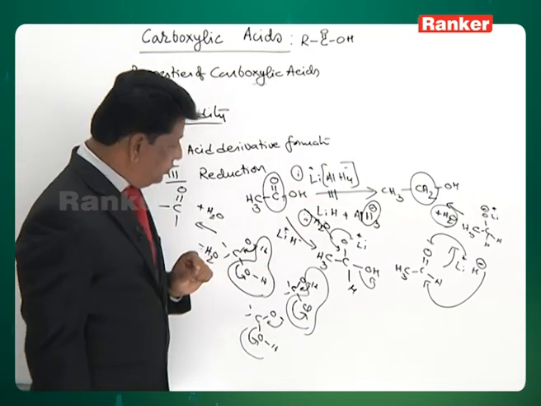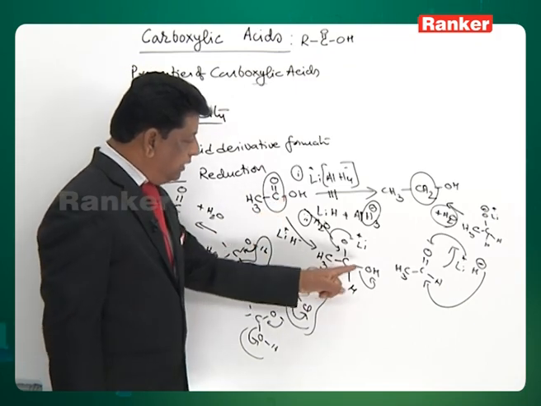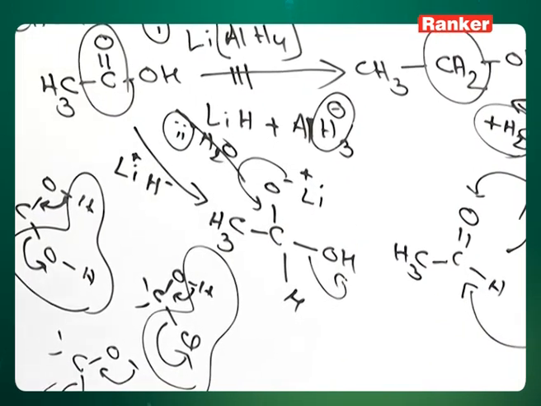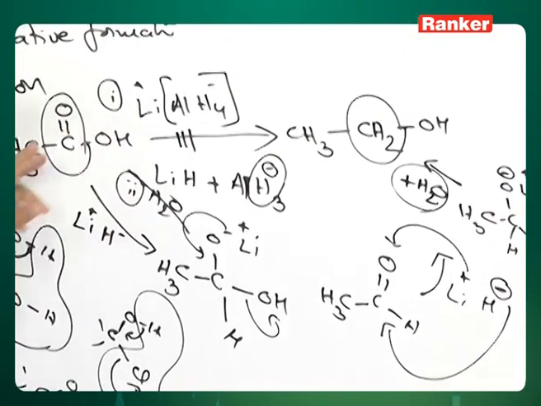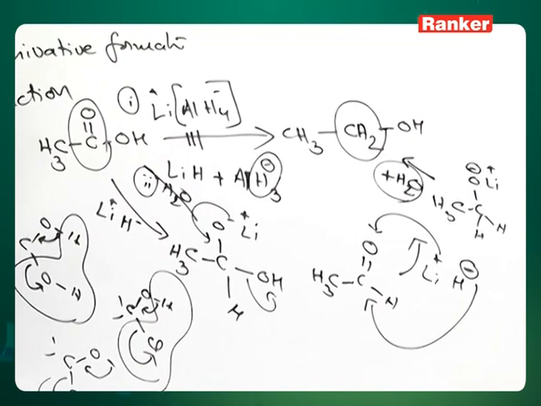In fact, you can also have an additional point here. Instead of the OH, see in this what is the outgoing group? If Cl is there, what happens? Cl goes much better than the OH. Therefore, instead of the carboxylic acid, let us have an acid chloride. With lithium aluminum hydride, what happens?